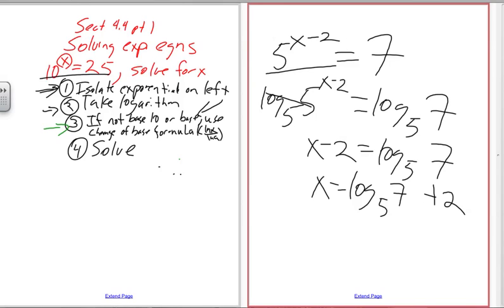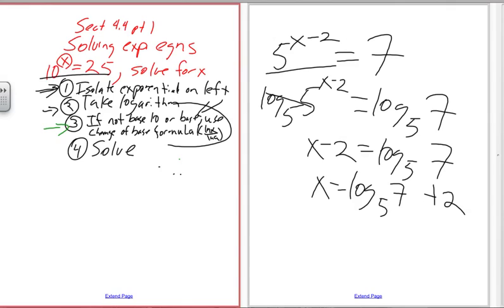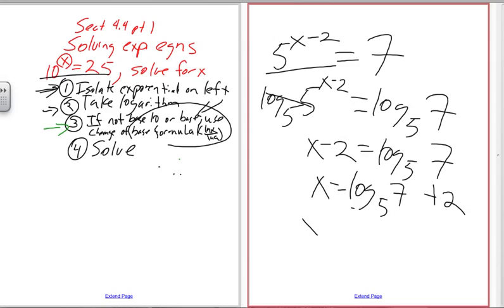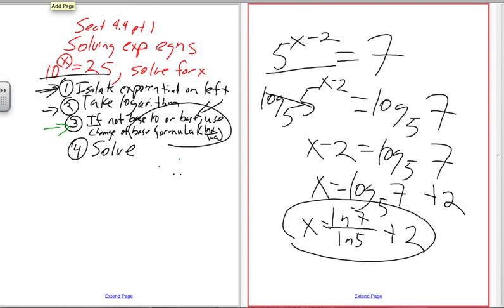All right, I still don't have that, so I need to change this. So x will be equal to natural log of 7 over natural log of 5 plus 2. And that is the answer to this one. This is the exact answer. Leave it as it is. Leave these as a natural log. Okay.